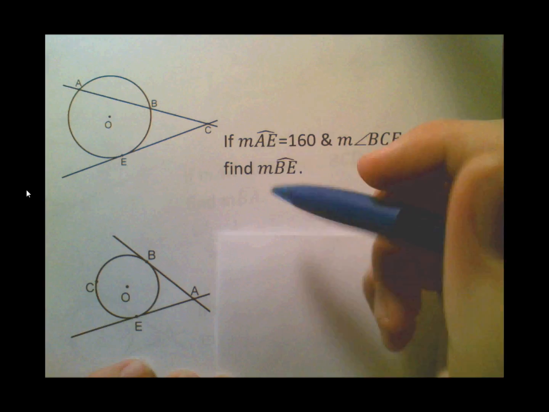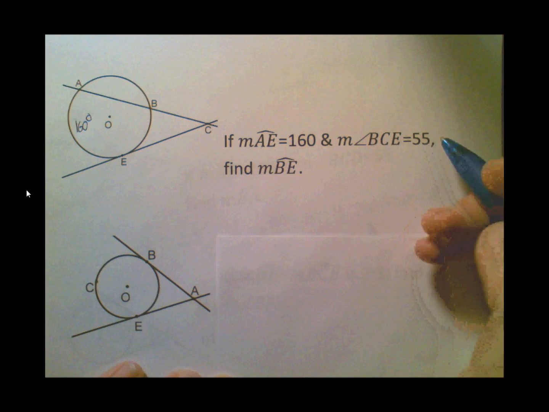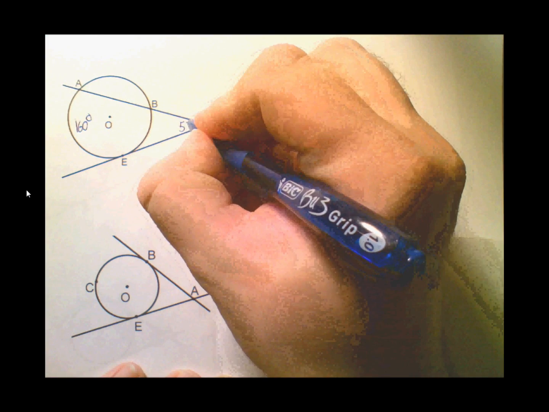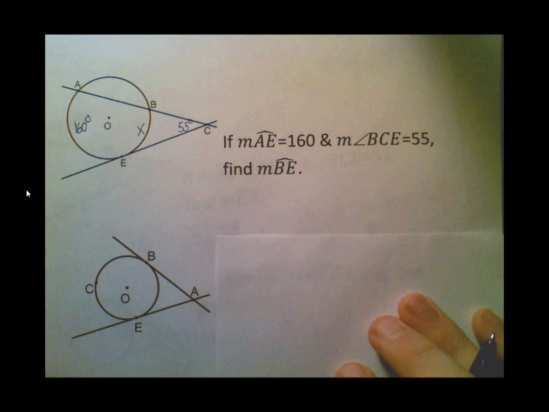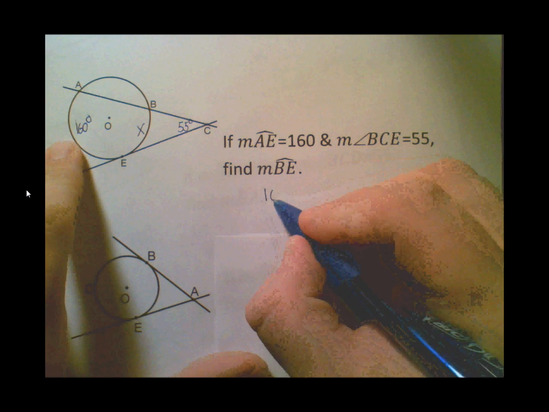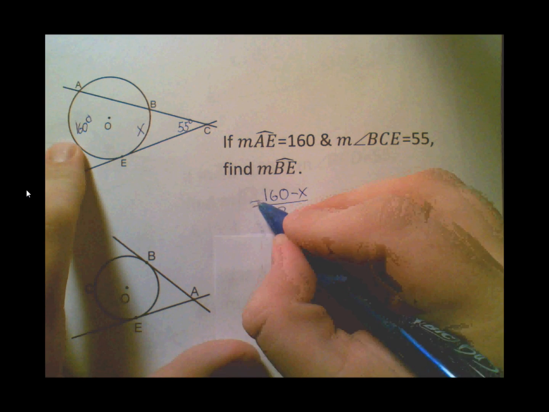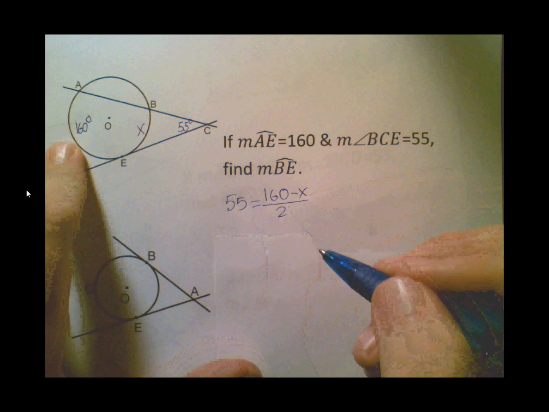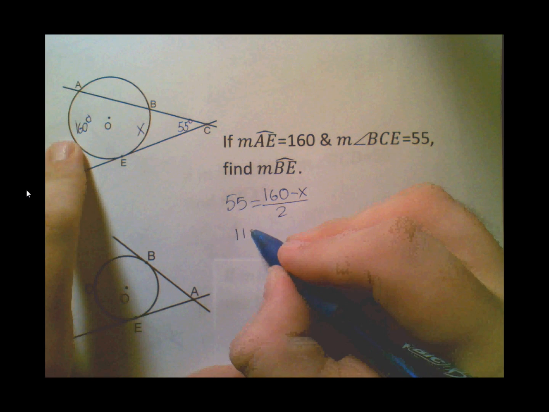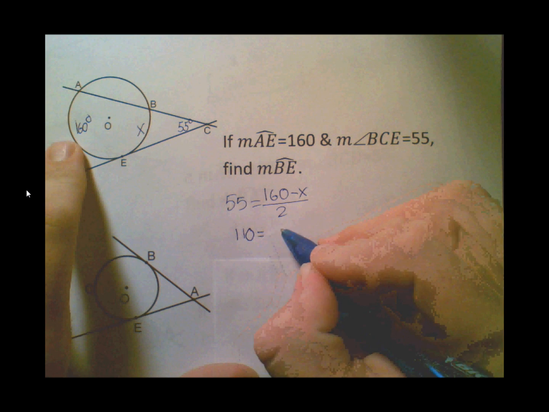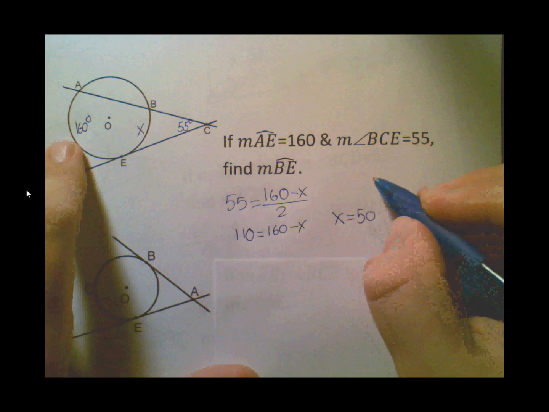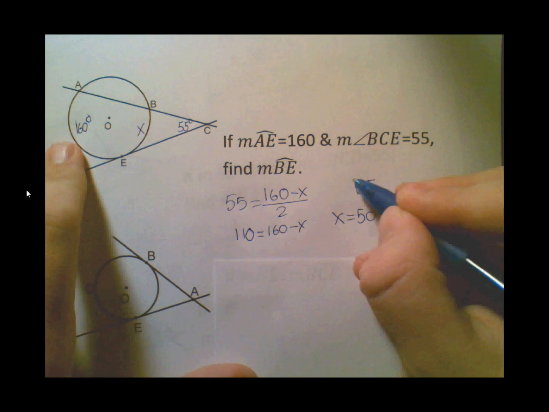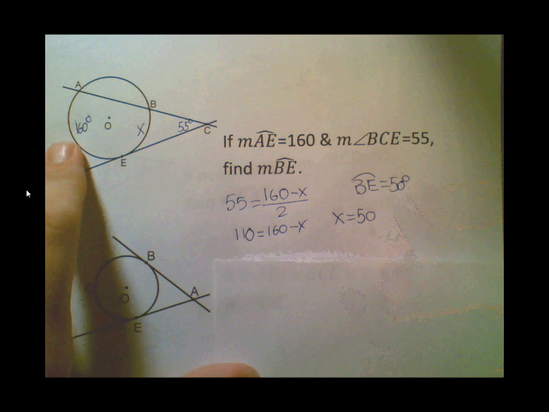Okay? AE is 160 degrees. I know that the measure of angle BCE is 55 degrees. I want to know what the arc BE is. So once again, Domo, you can see we're in a cross. It would be 160 minus x divided by 2 is equal to 55. We cross multiply. I get 110 is equal to 160 minus x, and therefore x is going to be equal to 50. So therefore I know that arc BE is equal to 50 degrees.